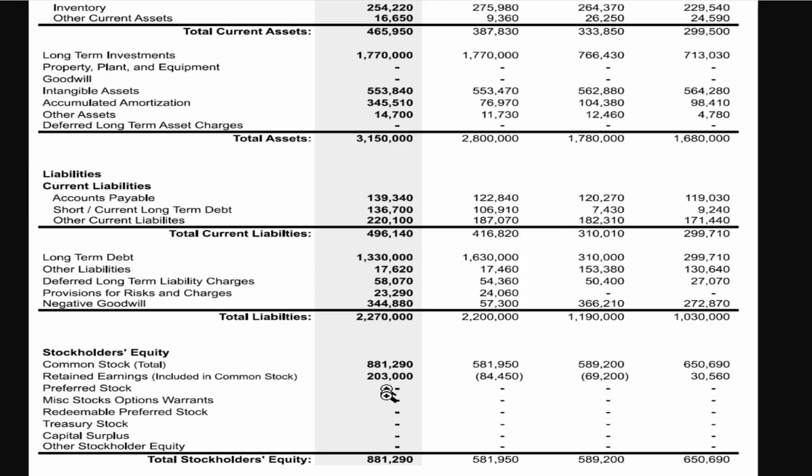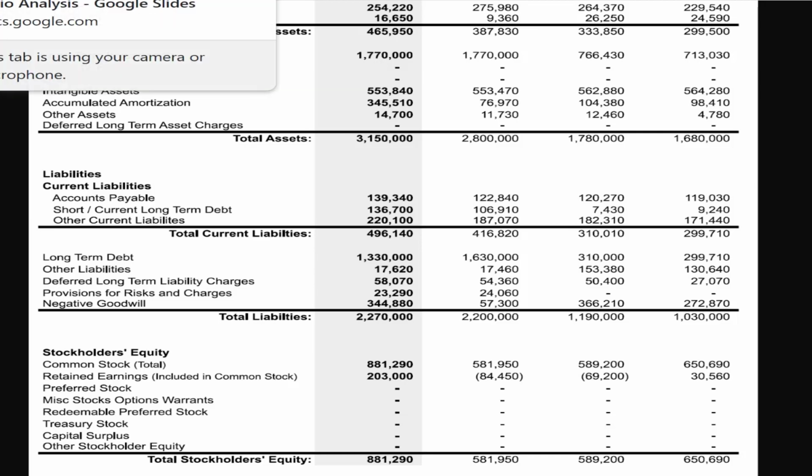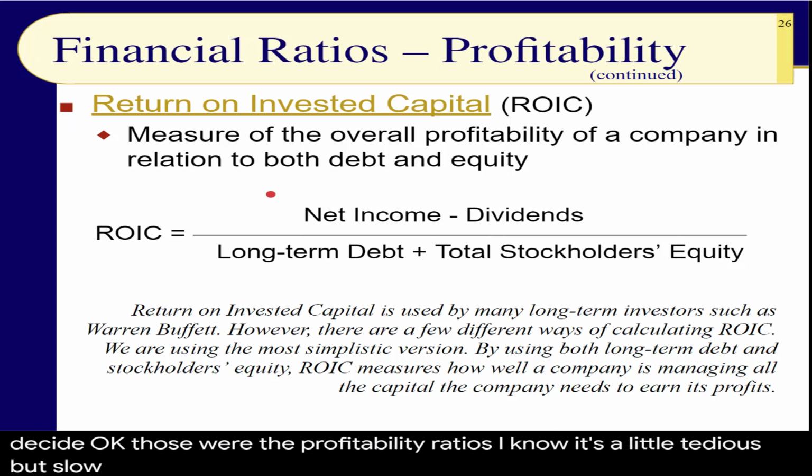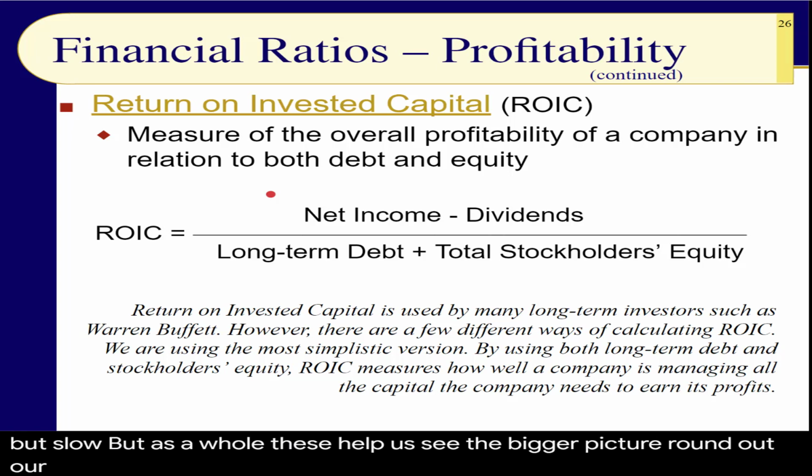And dividing that into that net income of 287,450 gives us a return on invested capital of 13%, which, depending on the competitors, we have to look at, but that's pretty substantial. That's a pretty darn good return on your invested capital, in my humble opinion. And so you decide. Okay, those were the profitability ratios. I know it's a little tedious, but slog through them and you will see that as a whole, these help us see the bigger picture, round out our research.